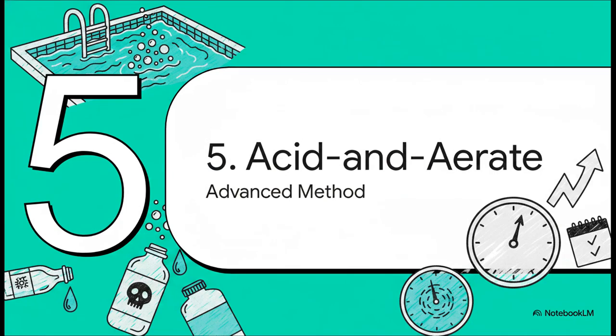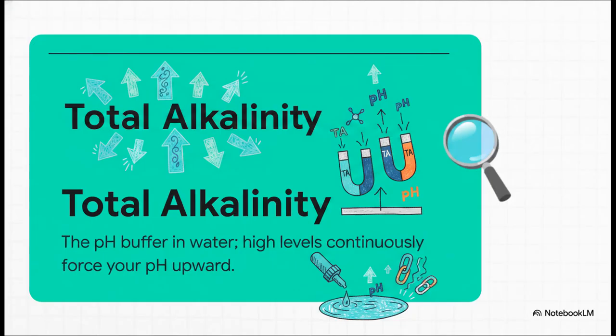Section 5, the acid and aerate method. Now, let's talk about an advanced nightmare scenario. What happens if you get your pH perfectly balanced to 7.4, but then 3 days later, it just bounces right back up to 8.0? Well, the culprit there is almost always your total alkalinity, or TA. Total alkalinity basically acts as a buffer for your pH. But when that TA is too high, which is usually anything above 120 parts per million, it acts like a giant magnet, continuously forcing your pH upward. So, to fix a chronic pH drift, we have to independently lower the total alkalinity without permanently crashing our pH.